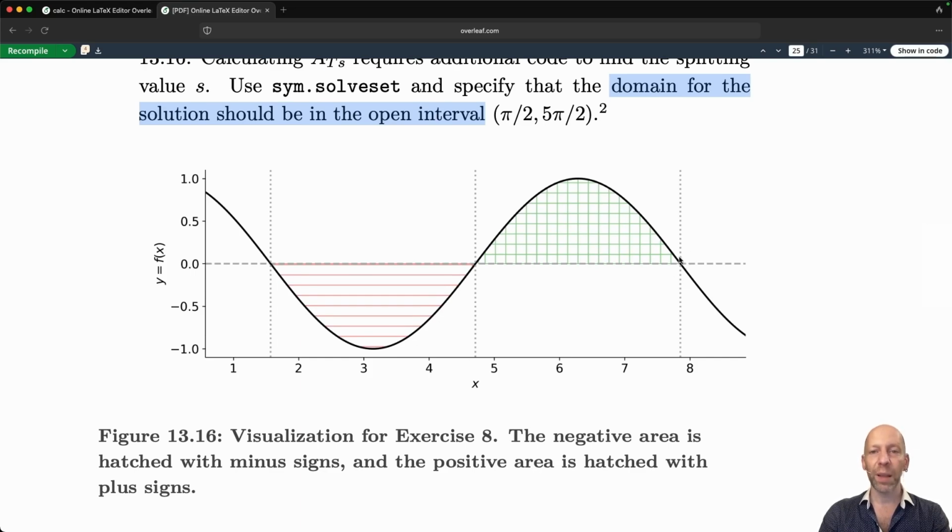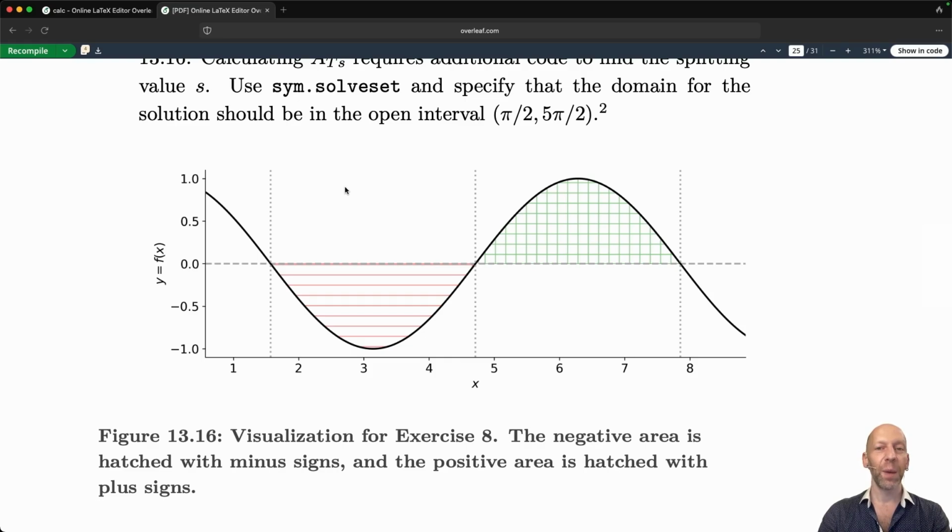Now, we do not care about this point here where the function crosses 0, and we do not care about this point here at pi over 2, where again the function crosses 0. So if we were to solve for the cosine of x equals 0 for the closed interval of pi over 2 and 5 pi over 2, we would actually get 3 results. Okay, we would get this result here, and this one, and this one. But we already know that these two are the bounds, right? So all we care about is this point here. We want to know the value of this point here. So therefore, we want the open interval of pi over 2 and 5 pi over 2.